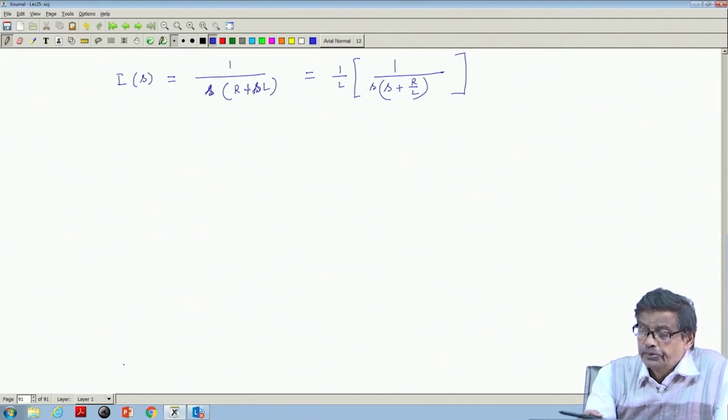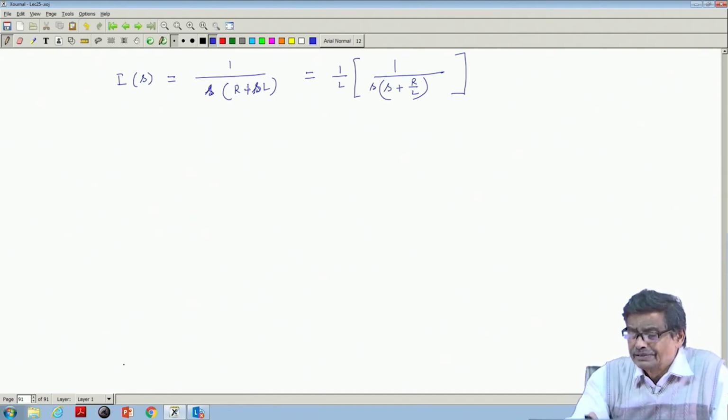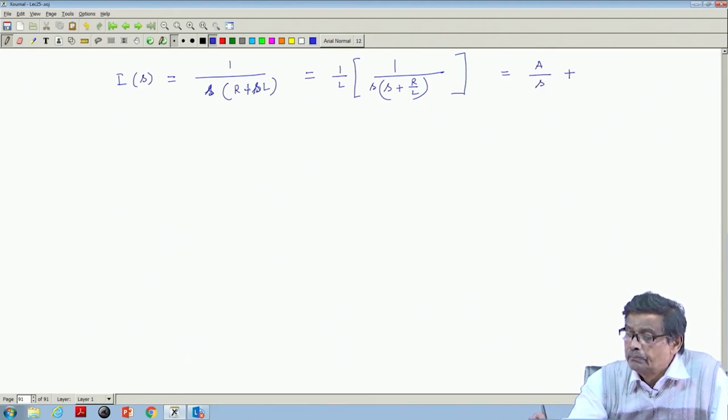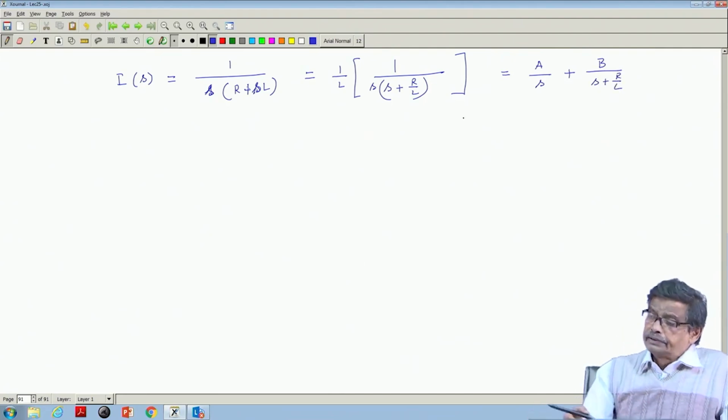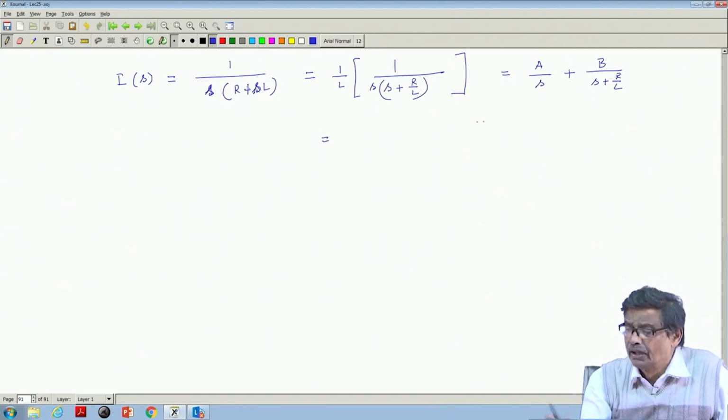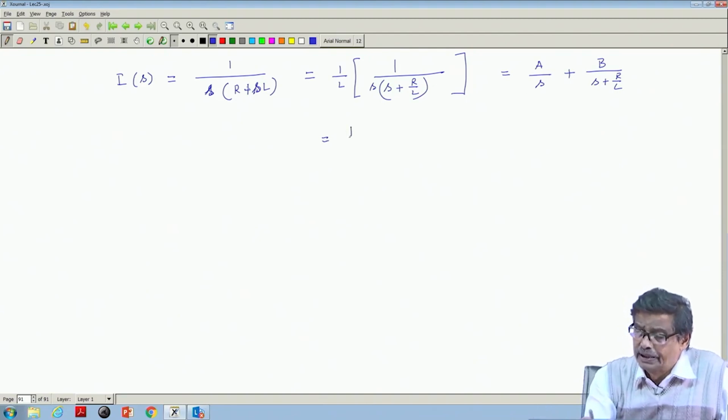Now, what you have to do is this: does it fit into any of the known formulas? Really not, so right now I am not sure. So, what I will be doing is, you break it up into some partial fraction, try to write it in this form, A by S plus B by S plus R by L, and try to find out the constants A and B. In this case, it is so simple that I can do it mentally.